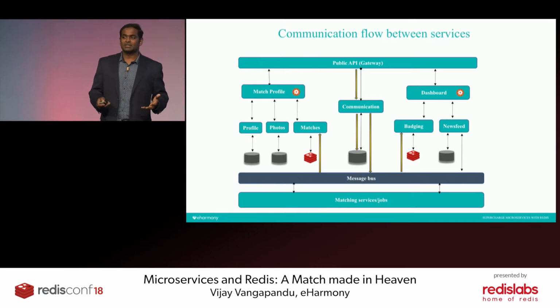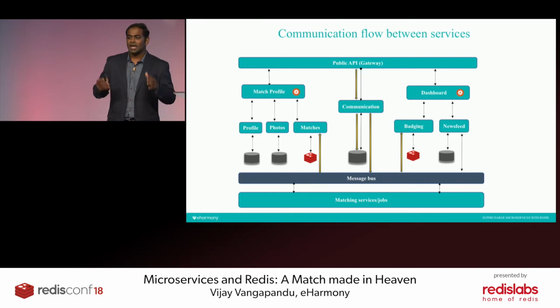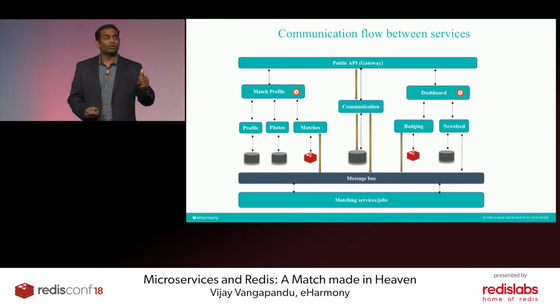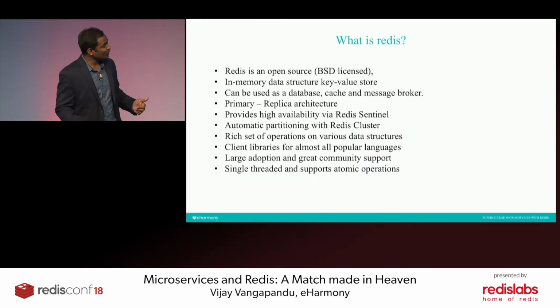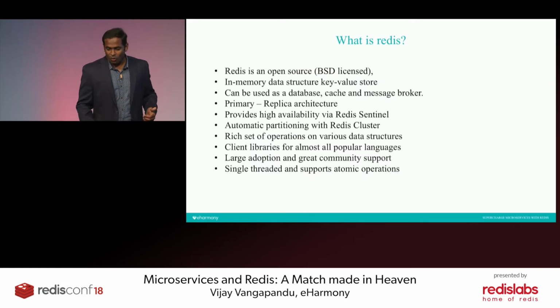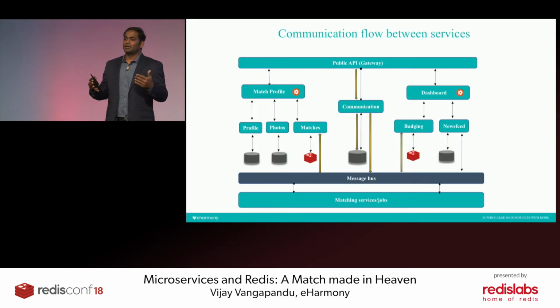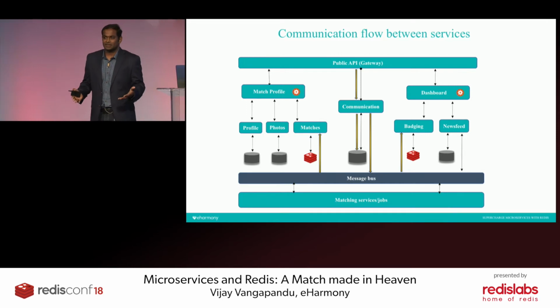Because eHarmony is a subscription service, availability and response times are key factors for the user experience. We can't live without that. Any service we design, we have to keep those things in mind. So how can you do that? Response times, it's not that easy, right? It's not that easy with that scale, right?